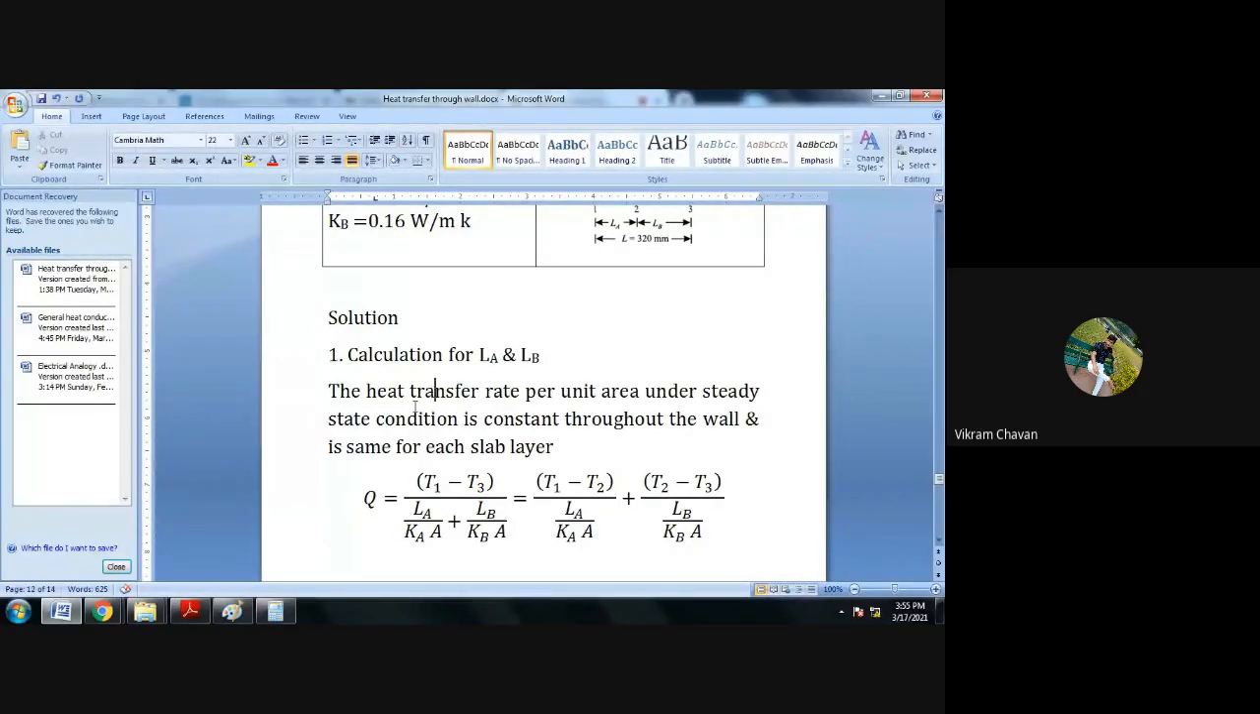So first our unknown is the calculation for L suffix A and L suffix B. We have to determine the thicknesses of the two walls.